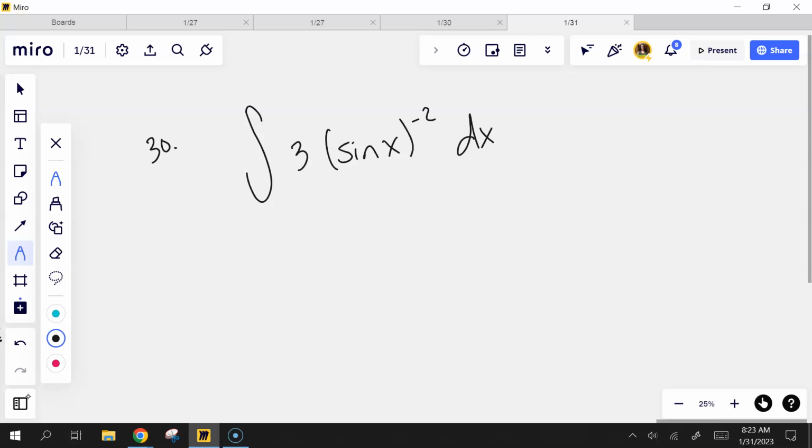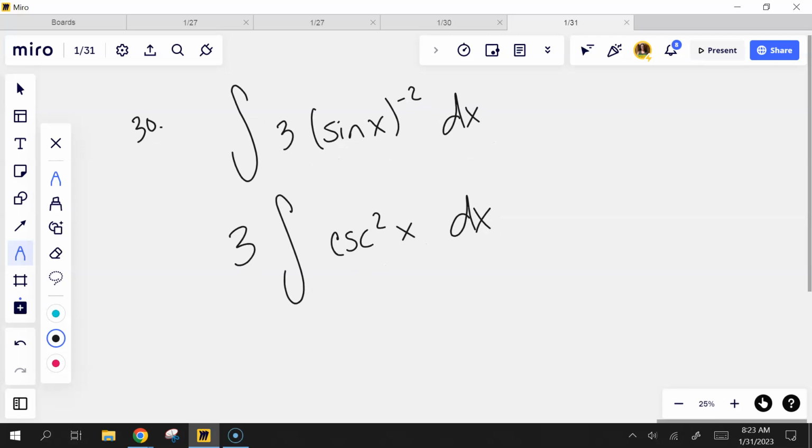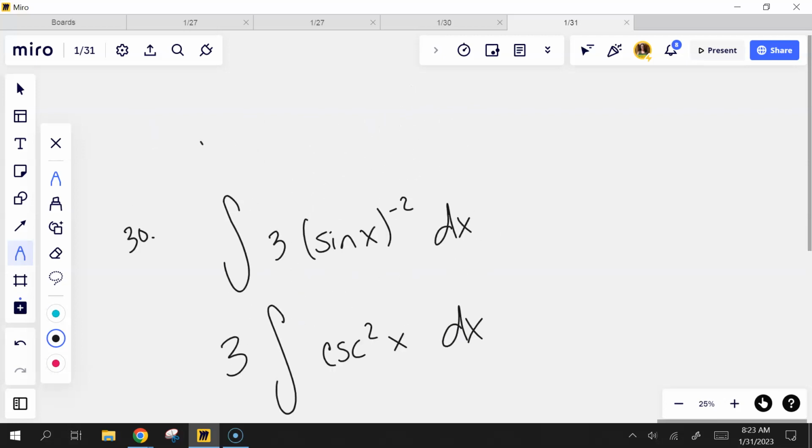Well, this is not even a u substitution. You see why? I'm going to take the 3 out. This is really just cosecant squared x, right? Which is what? More u sub.